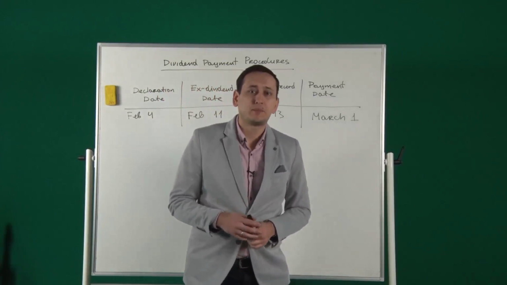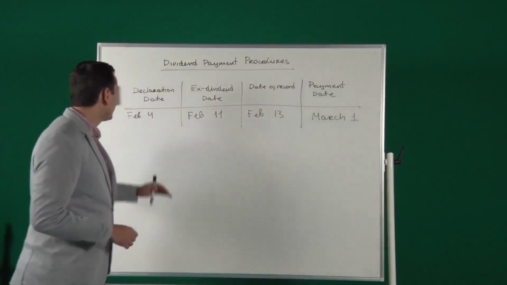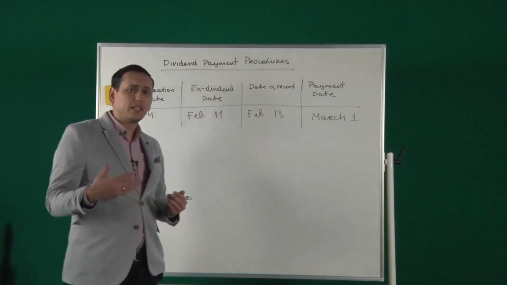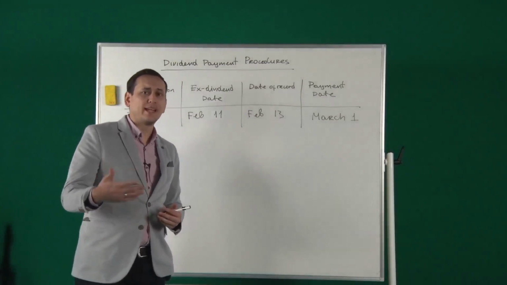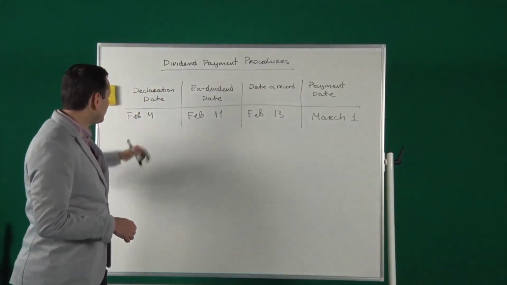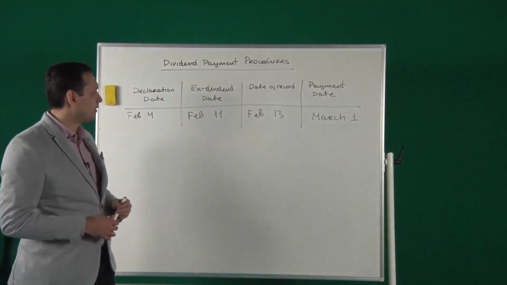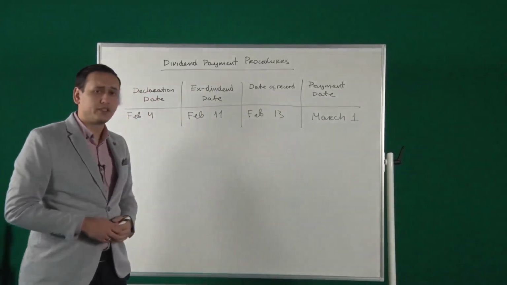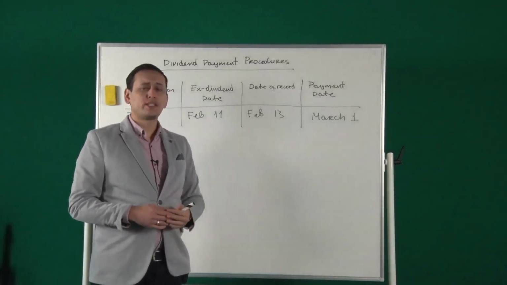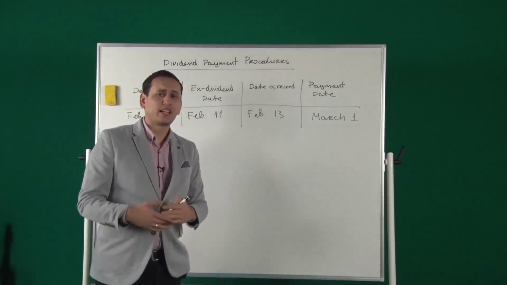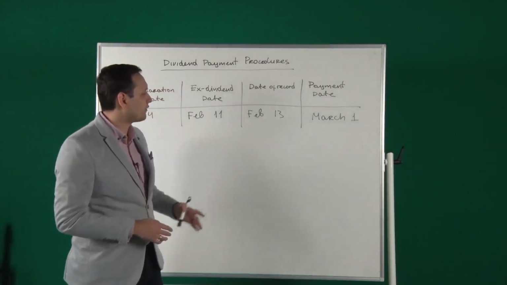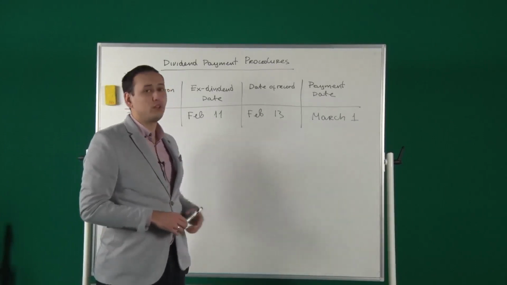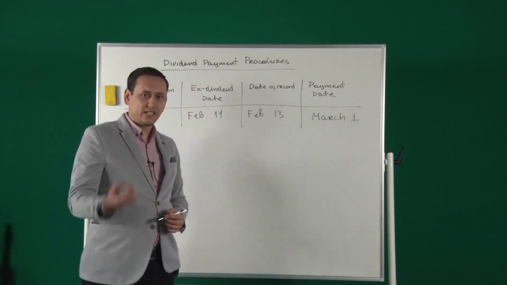Now let's consider the dividend payment procedure. The dividends are declared, let's say, on February 4th. That is, the board of directors formally declares how much and when to pay the dividends. If it's February 4th, there is a date of record of, let's say, February 13th. This is the day when all transactions take place, and whoever is on the list of shareholders on this date will be eligible for dividends.